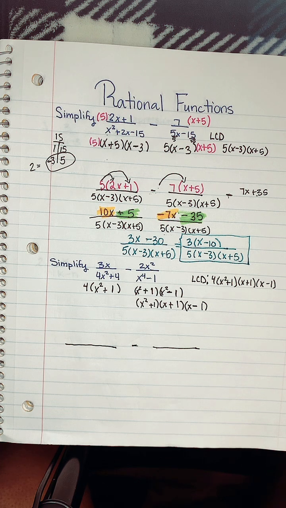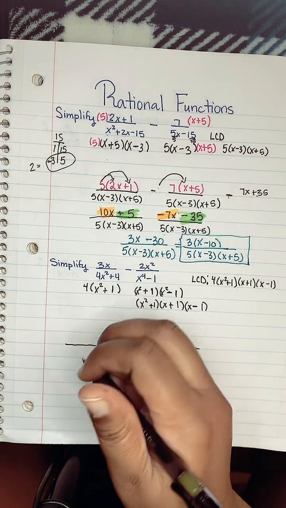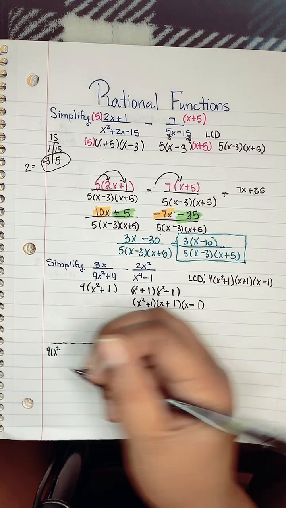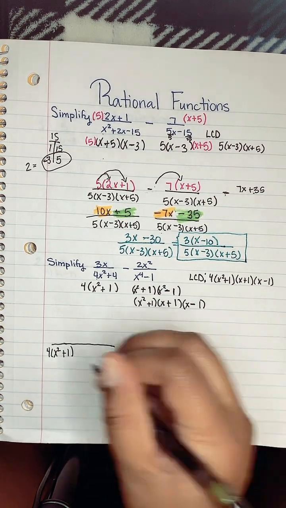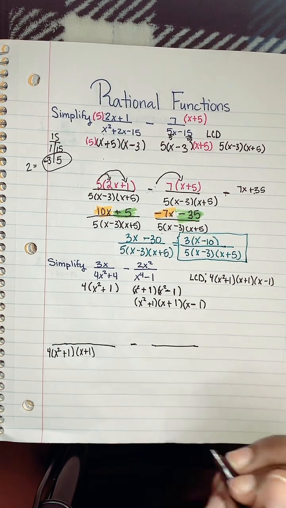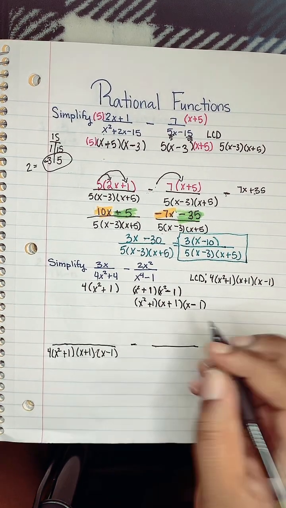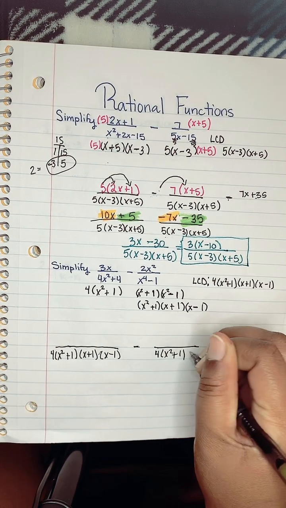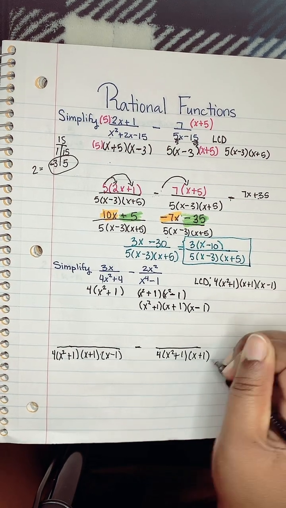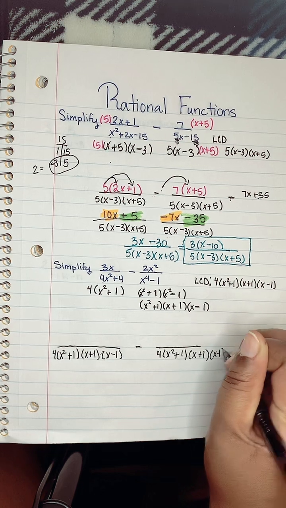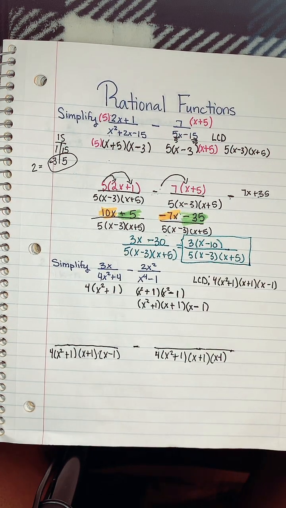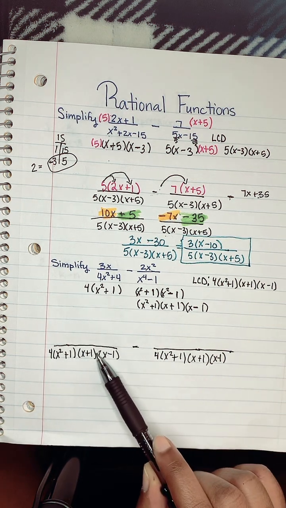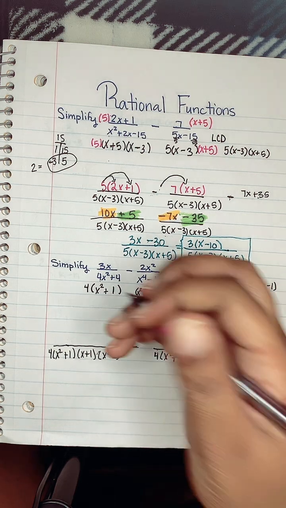All right, so we're going to do 4 times x squared plus 1, and then x plus 1, and x minus 1. Okay, so let's put that here and here, okay? Because we know they both have to have it. So let's just put it. Now this is going to help us because it's going to help us see what we're missing from up here. So this one has the 4 times x squared plus 1. We're missing this whole part from here and here, right?